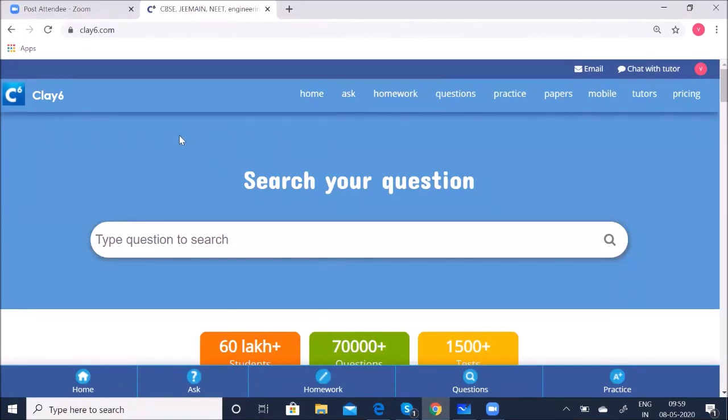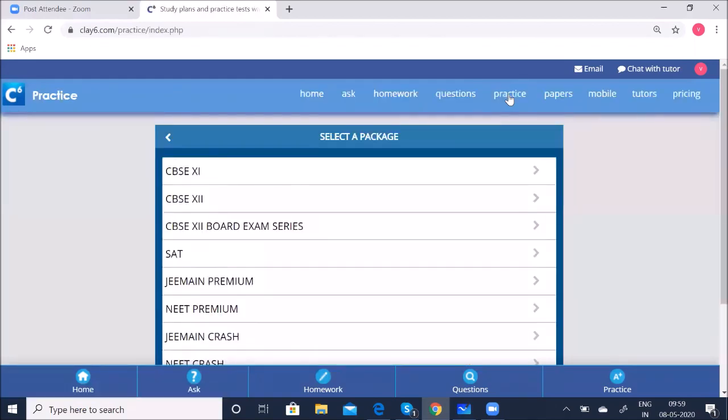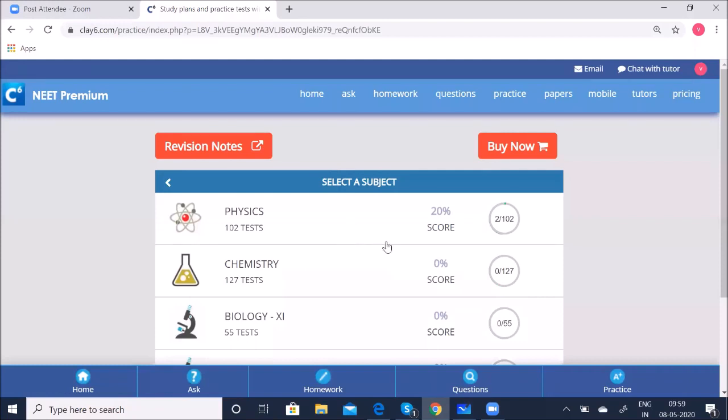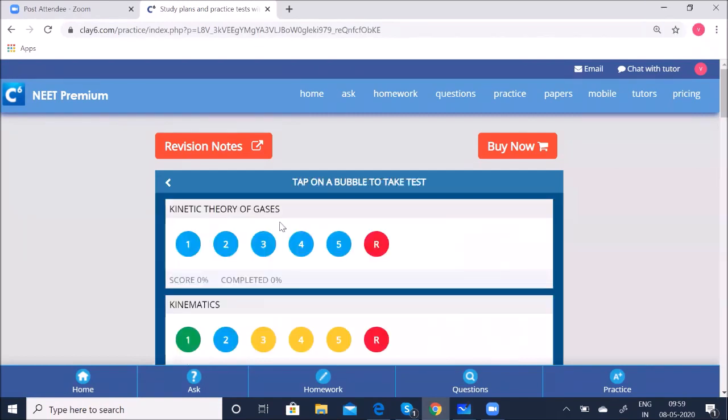First of all, go to the site clay6.com. You can click on the practice, and then you can select the NEET Premium here. You have all the test series for all the three subjects, that is physics, chemistry, and biology. Now you can click on the tests for various tests for physics, chemistry, and biology.